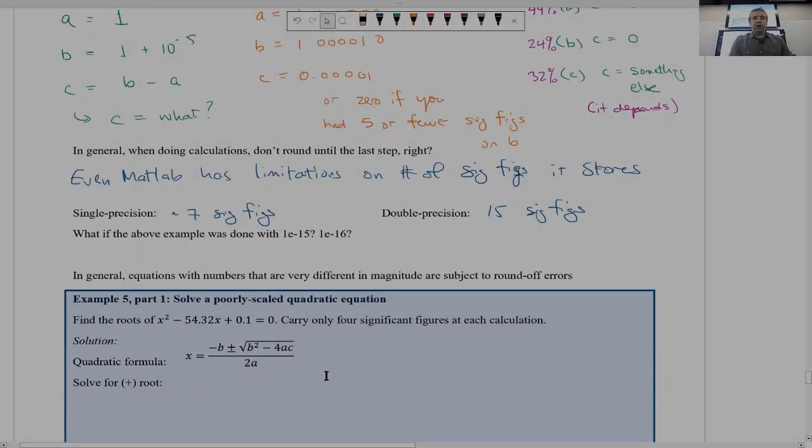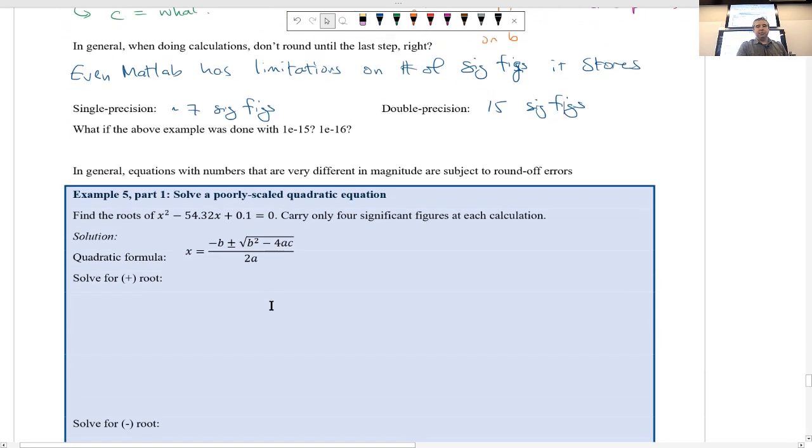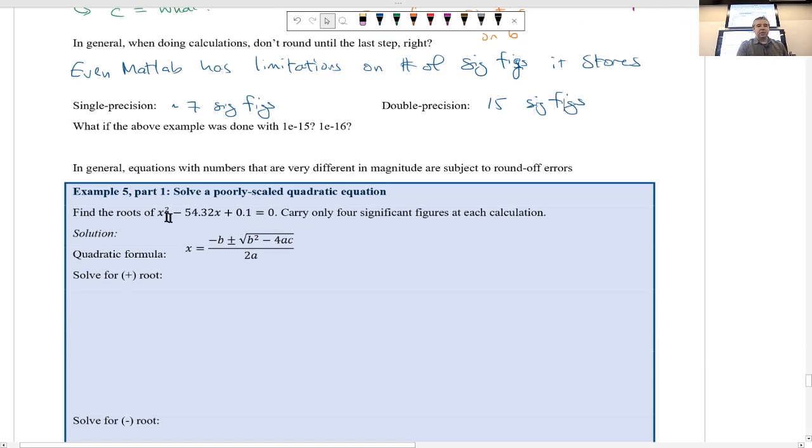So in general, if you have equations with very, very different magnitudes of numbers, then you start to get these round-off errors. Right? So we're going to look at this example where we have a poorly scaled quadratic equation. What we want to do is find the roots of this quadratic equation. You have x squared, so the coefficient is 1. You have minus 54.32x plus 0.1. And so this b here is much larger than c.